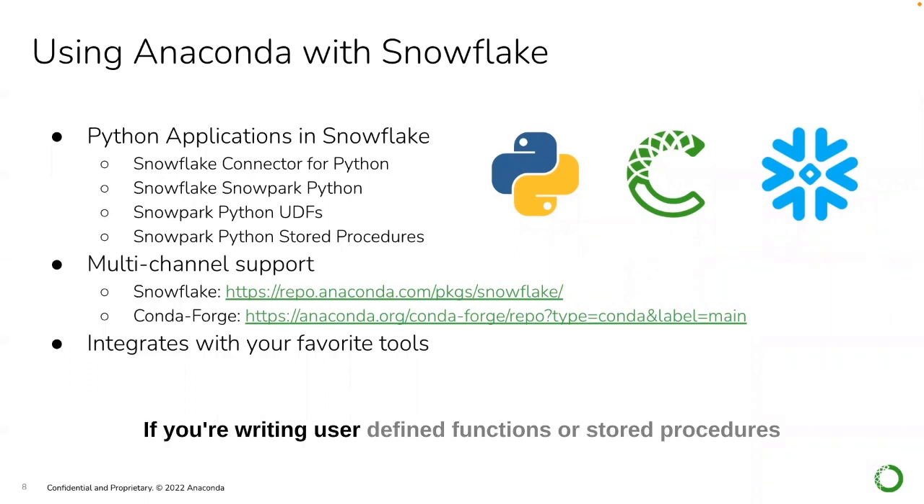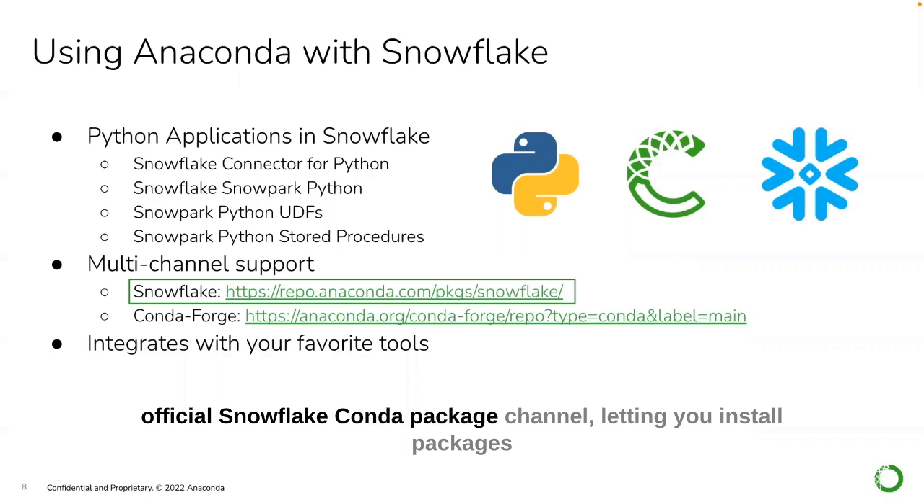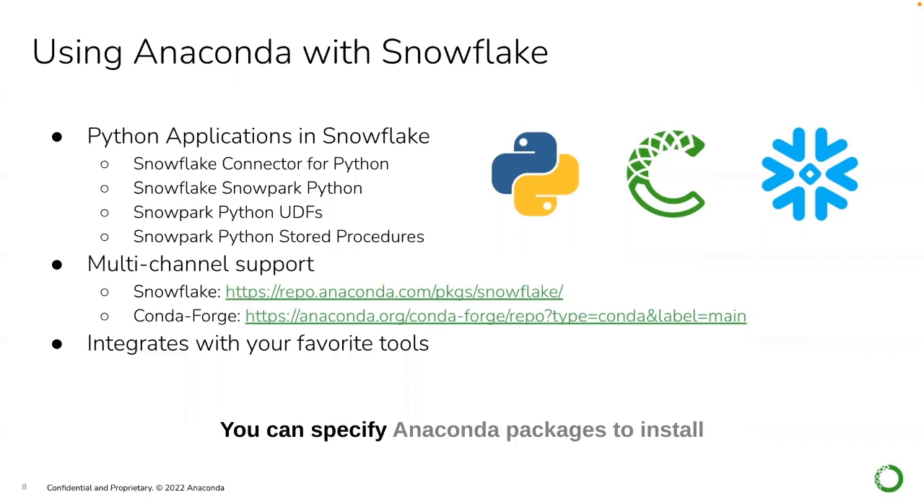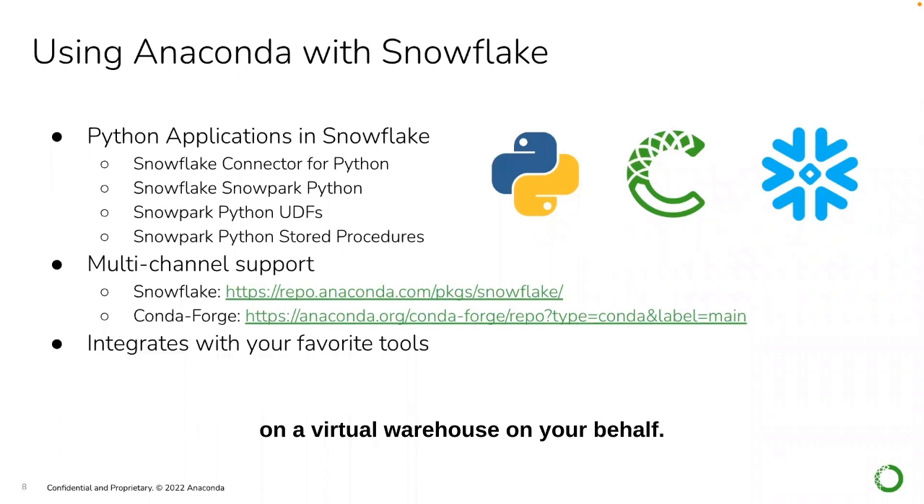If you're writing user-defined functions or stored procedures in Python for Snowpark, Conda connects to the official Snowflake Conda package channel, letting you install packages that are guaranteed to work the same across your local environment and Snowpark. You can specify Anaconda packages to install when you create Python user-defined functions. When queries that call Python user-defined functions are executed inside a Snowflake warehouse, Anaconda packages are installed seamlessly and are cached on a virtual warehouse on your behalf.